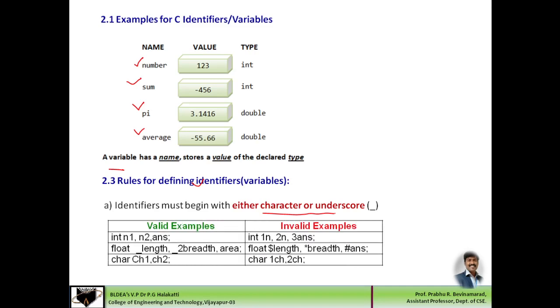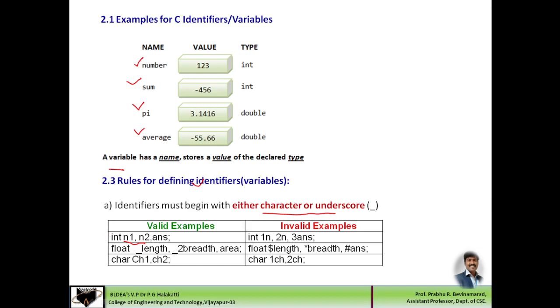So let us look at a few examples of which identifier names are valid and which are invalid. Here we have taken variable names n1, n2, ans. All these variables start with a character. And in the second example, these variable names, _length and _breadth, start with an underscore. Therefore all these variable names are valid.